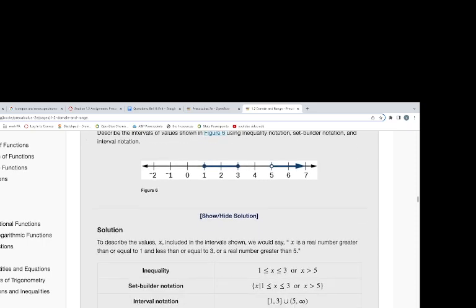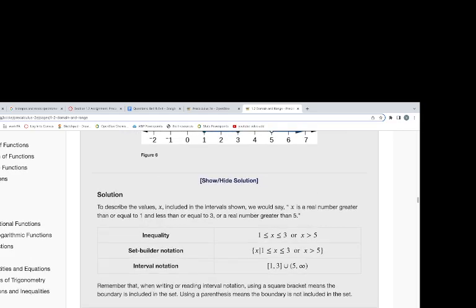We would show this with a union. Since 1 and 3 are both included because of the equal to, we would want to show brackets to show that those are the endpoints on the left side of the number line that are included. Since 5 is simply greater than and it is going to infinity, you can write that with just parentheses instead of brackets.